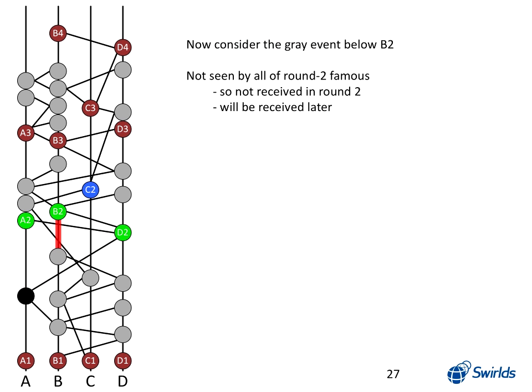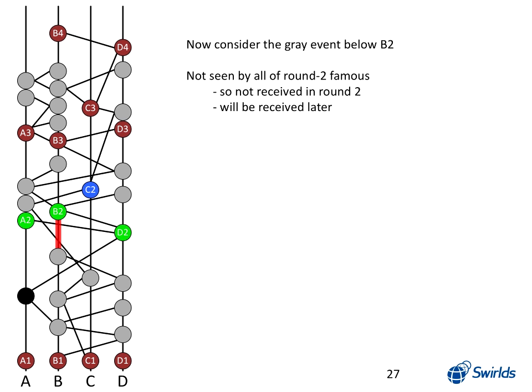Now look at the gray event below B2. You'll notice that it's seen by B2, but it is not seen by A2, and it is not seen by D2. It was not seen by every single famous event in round 2, and so it doesn't get to count as being received in round 2. It'll end up being received in round 3 or round 4 or something.